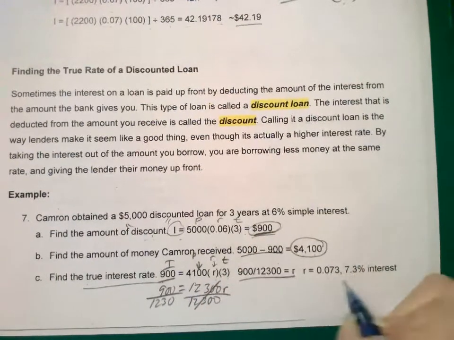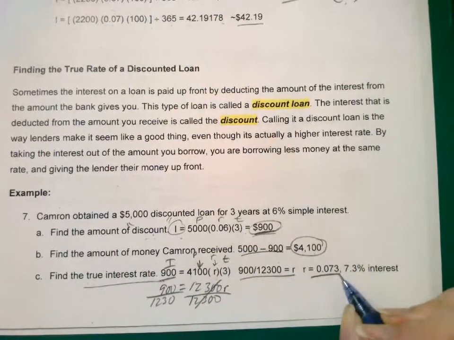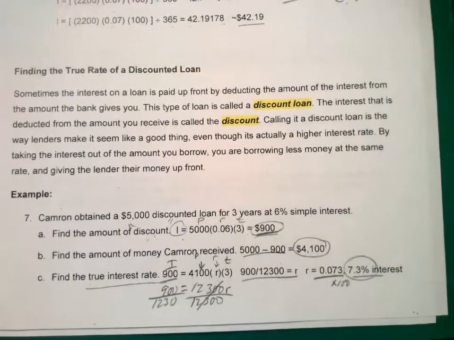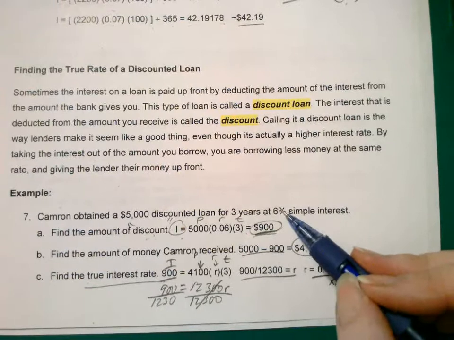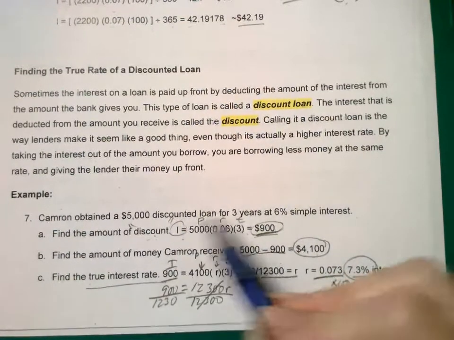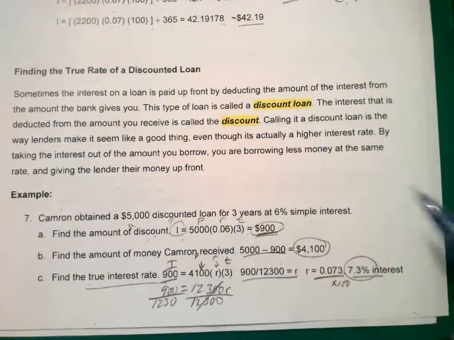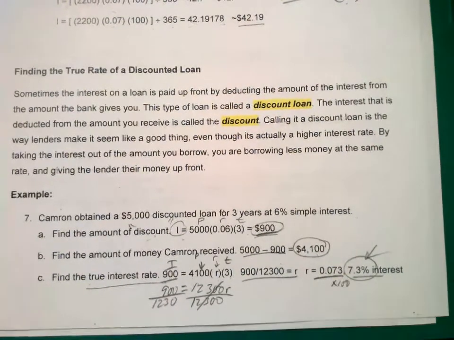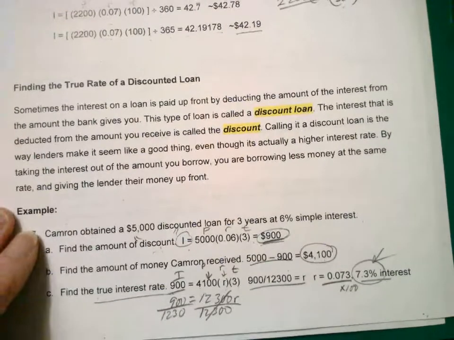And you're going to get this here, which is this. You multiply that by 100, and that'll give you your interest rate. So even though it's called a 6% simple interest rate, it's a discounted loan. Therefore, you're actually paying a higher interest rate than it appears. So let's see if we can do some of these examples on the next page here.